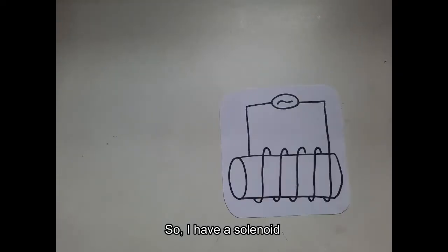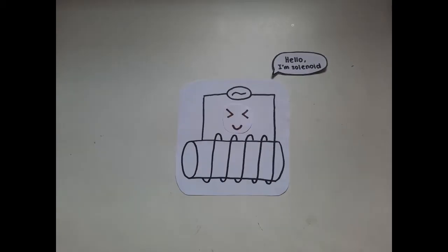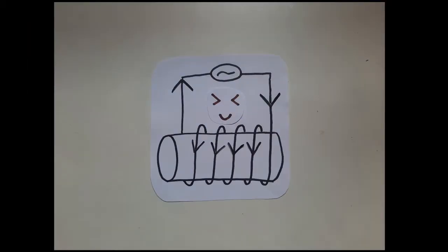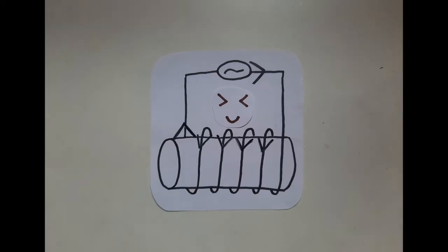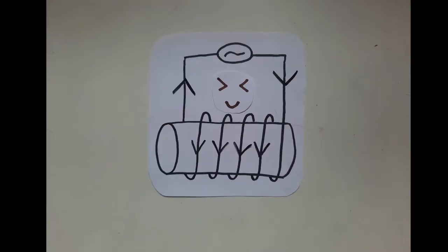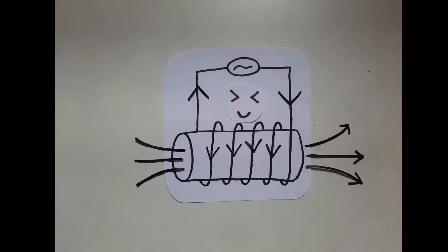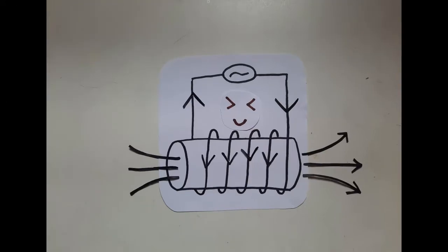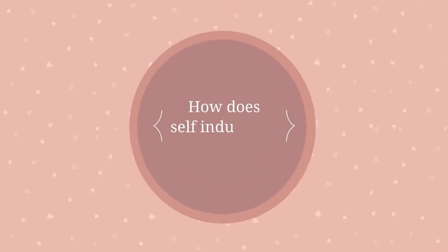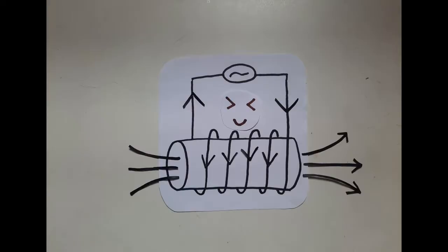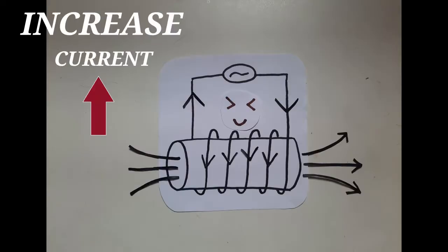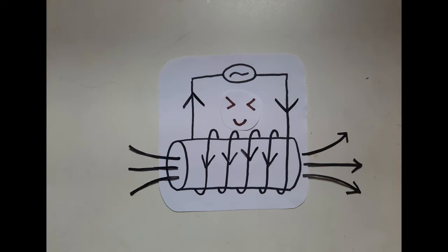So I have a solenoid. Hello, I'm solenoid. My solenoid is very happy because she has an AC power supply, which means that she has current flowing inside her. When you have current flowing inside a solenoid, there will always be a magnetic field. To determine the direction of the magnetic field, you have to use the right hand grip rule. Now what you have to know is how self-inductance occurs. It occurs when you either increase or decrease the current inside the solenoid.